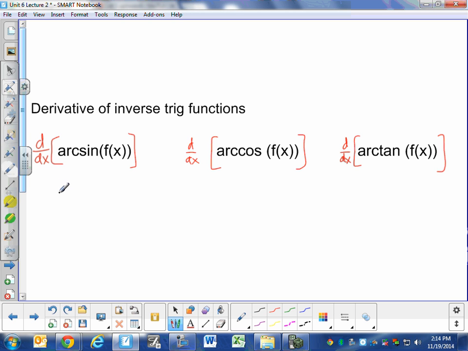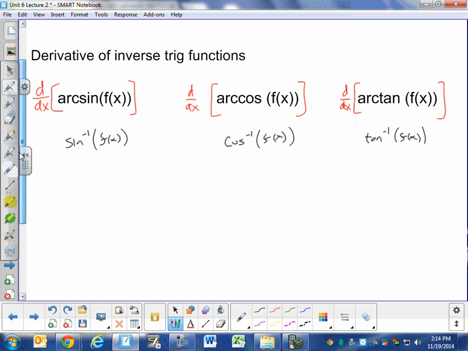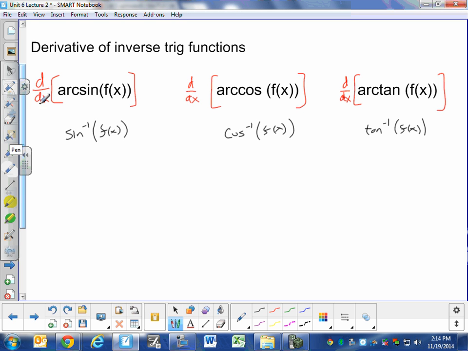Other ways to write this would be sine inverse. This is not sine to the -1, but rather sine inverse. And this would be cos inverse, and this would be tan inverse. The derivatives of these are just rules that you have to remember. I can show you how to develop these rules, but it's probably better if I just show you the rules so you don't get confused. It's something that you have to have memorized.